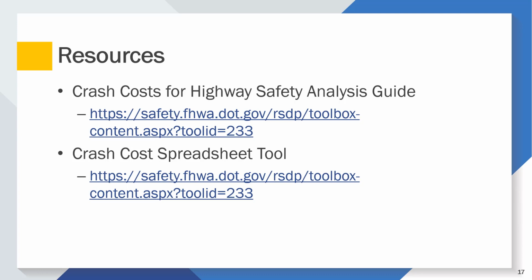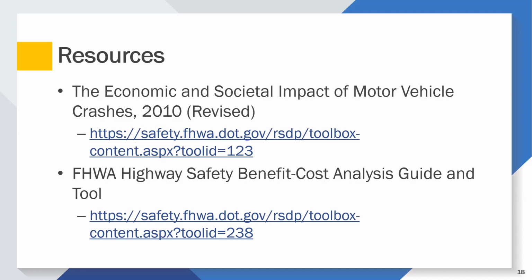There are many resources available to support you in using crash costs and conducting highway safety benefit cost analysis. Click the web links shown to access each resource. The first resource is the FHWA Crash Costs for Highway Safety Analysis Guide. The guide has much more information about crash costs and the calculations implemented in the spreadsheet tool. The second resource is a link to the Crash Cost Spreadsheet tool.